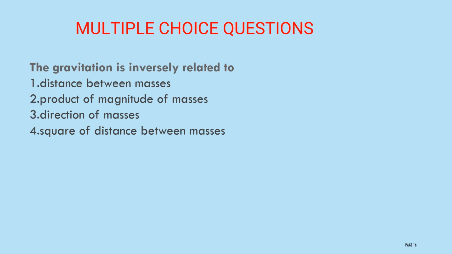Next question. The gravitation is inversely related to option A, distance between the masses, option 2, product of magnitude of masses, option 3, direction of masses, option 4, square of distance between the masses. The correct answer for this question is the gravitation is inversely proportional to square of distance between the masses.